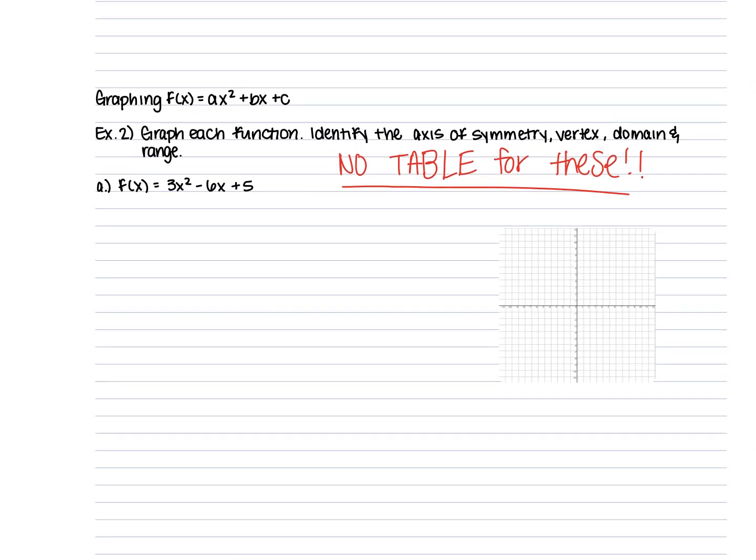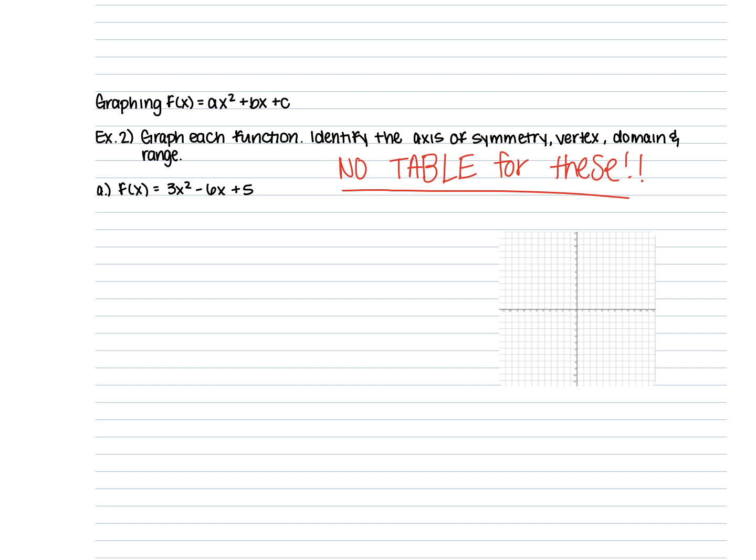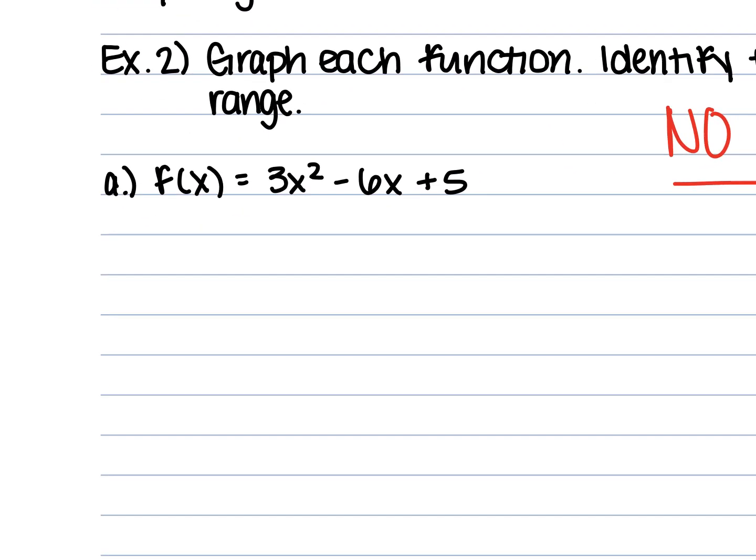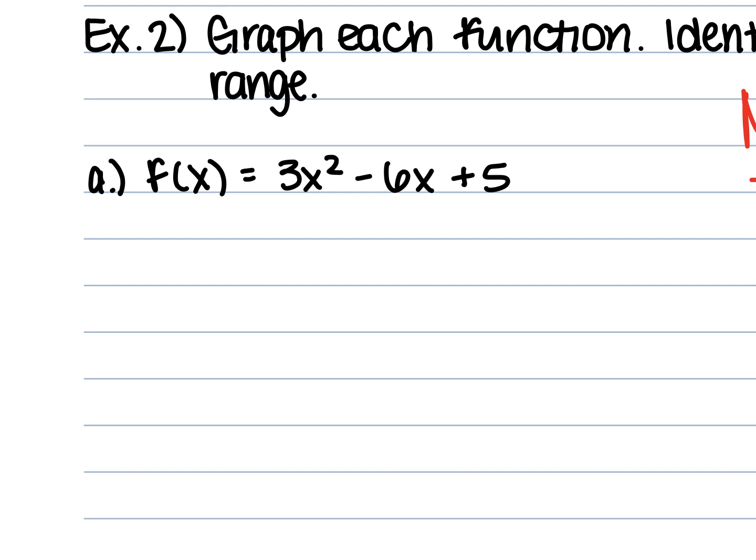So let's take a look at example 2, letter A. We have to identify the axis of symmetry and the vertex, graph it, and then find the domain and the range. So let's start. We're going to do the exact same thing. Let's look at this function. Let's identify the axis of symmetry first, and then the vertex.